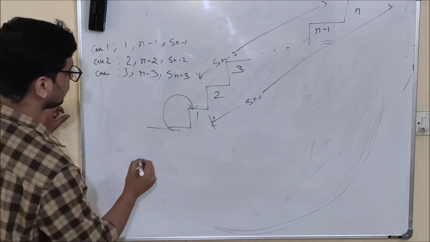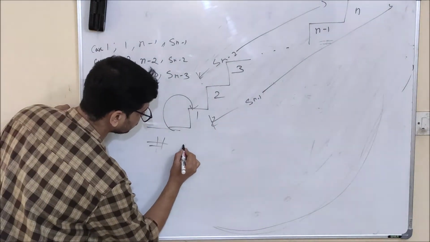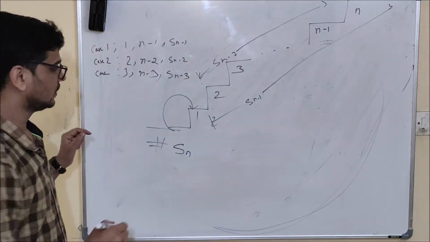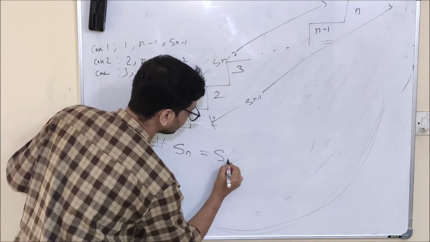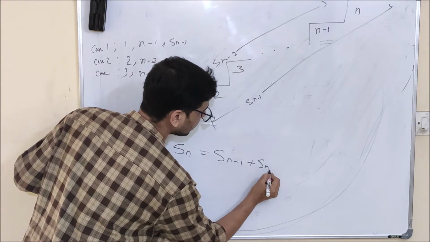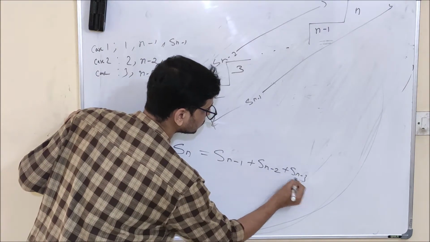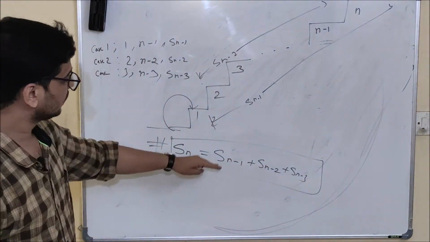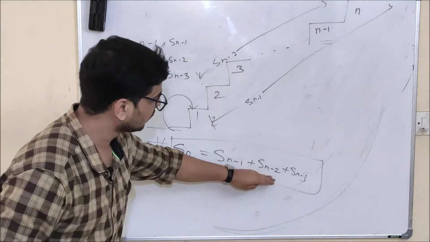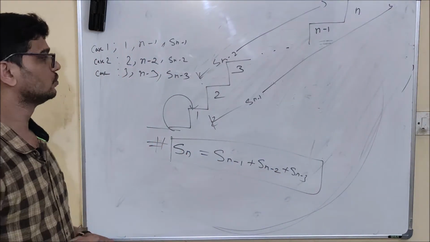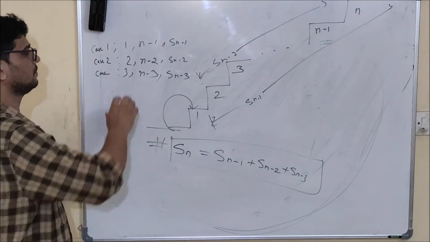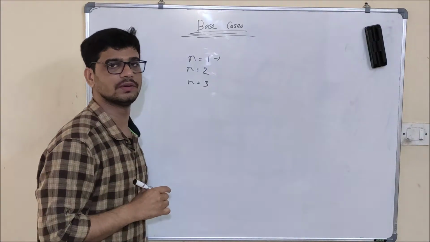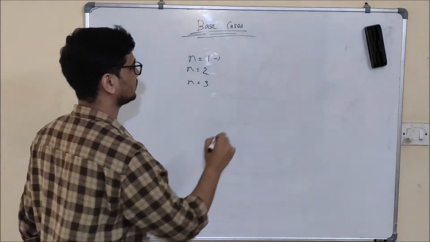So the total number of ways in which we can jump a staircase of n stairs is the summation of S(n minus 1), S(n minus 2), S(n minus 3). So this is our formula, and we will derive each of these recursively. With every recursive equation comes a base case. Now let's find out in how many ways we can jump a staircase of 1 step.